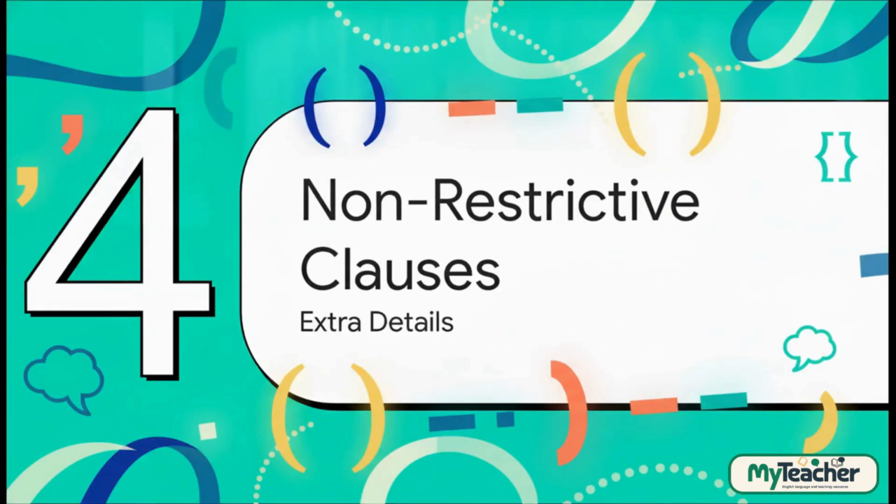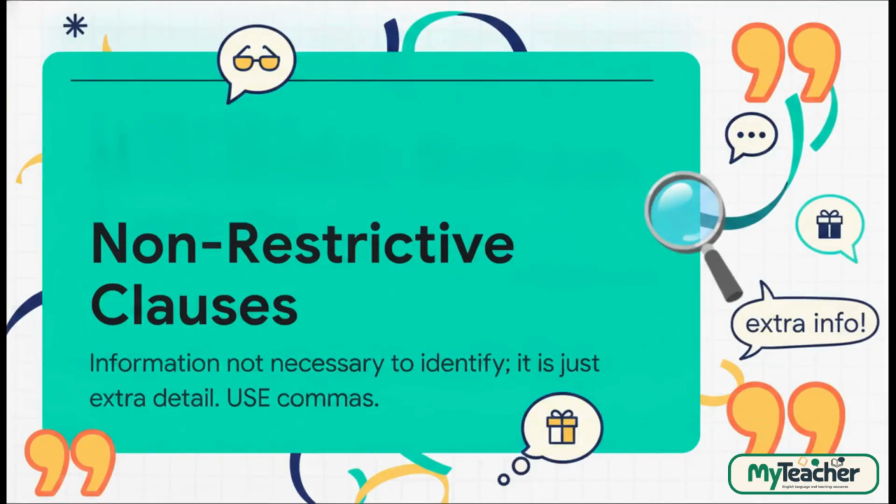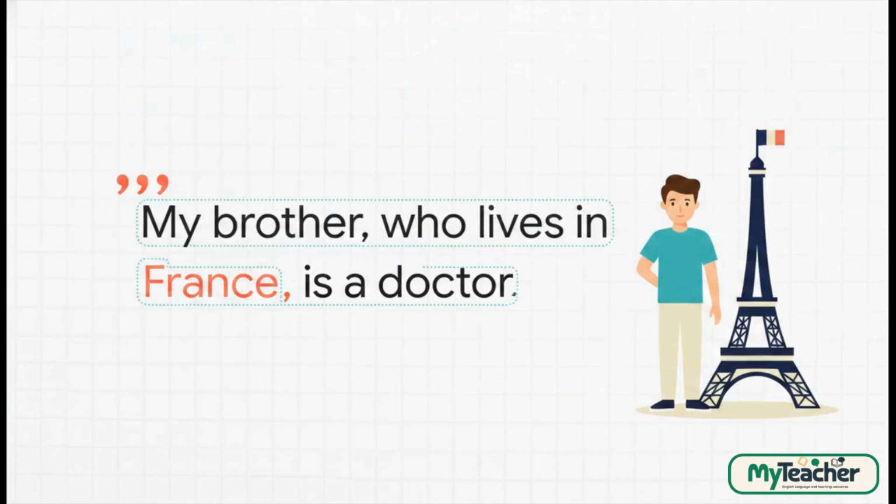Section 4. Extra details. Non-restrictive clauses. Now let's contrast that. If the clause is just dropping bonus facts, extra details we don't strictly need to identify the noun, we absolutely must use commas to separate it. A non-restrictive clause is kind of like an aside in a real-life conversation. It's the grammatical equivalent of saying, oh, by the way. Because it's just a bonus detail, we use commas to show that it could, theoretically, be lifted right out of the sentence.